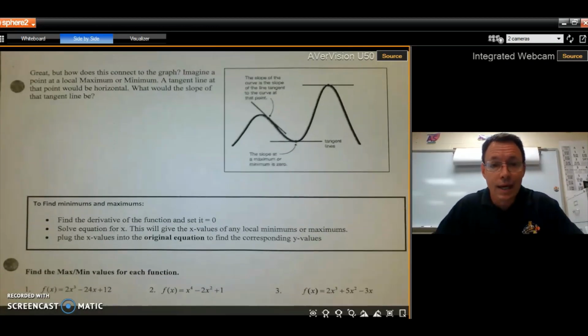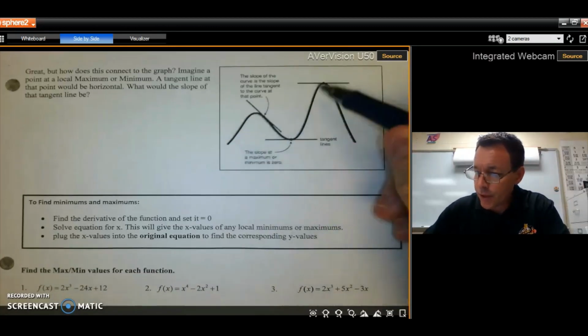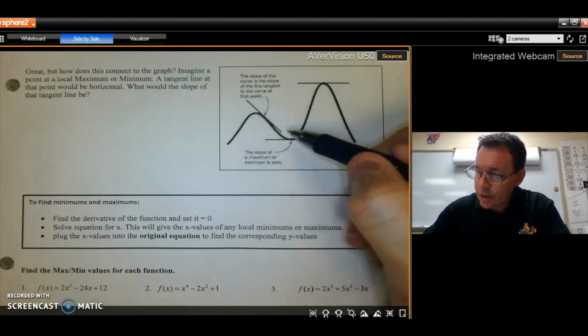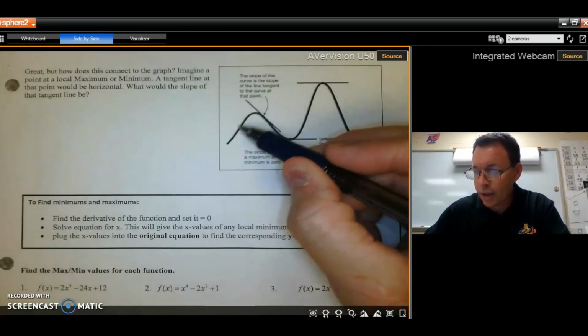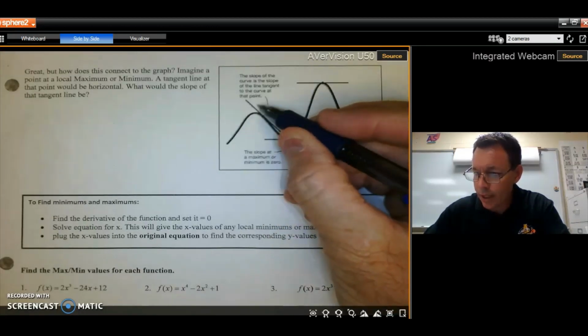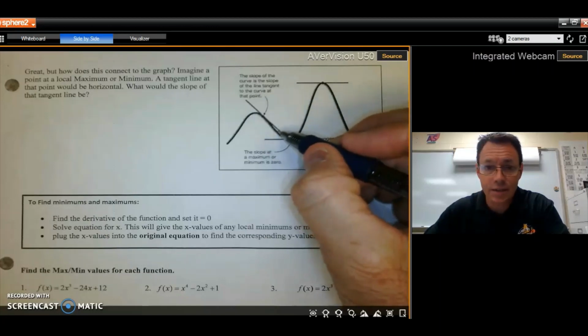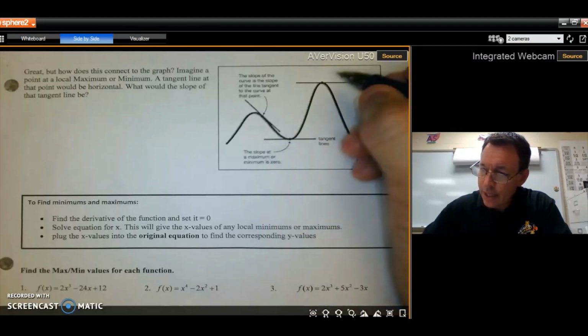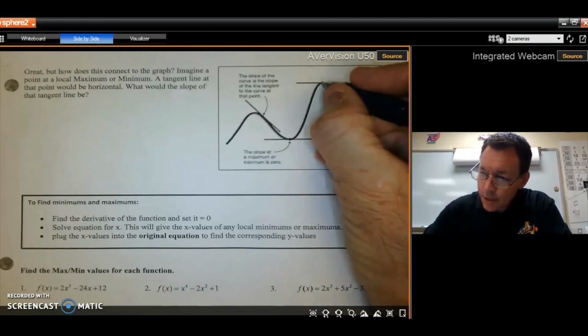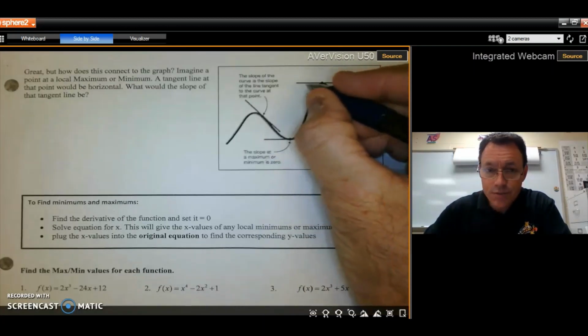Alright, so how does this tell us anything about what we're doing with the graph? Okay, look at this graph over here. These little lines are tangent lines to a certain point on the graph. Okay, so here's a point right here. This line goes through it. That obviously has a negative slope to it. But look at this local minimum and look at this local maximum. The tangent line is flat.